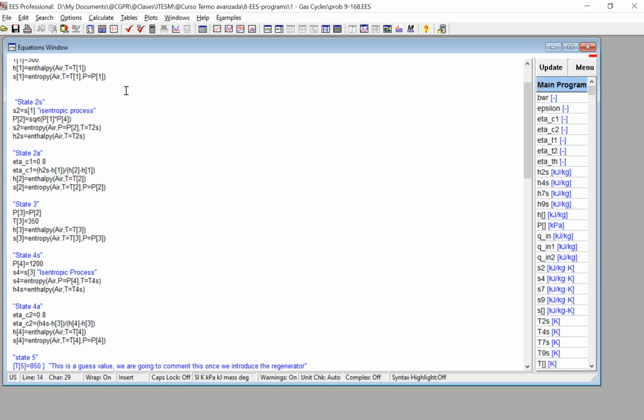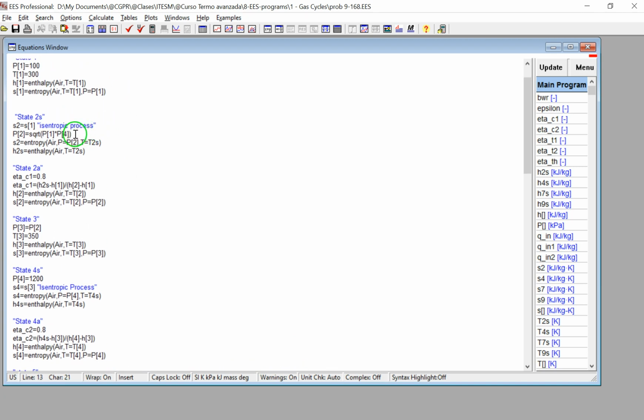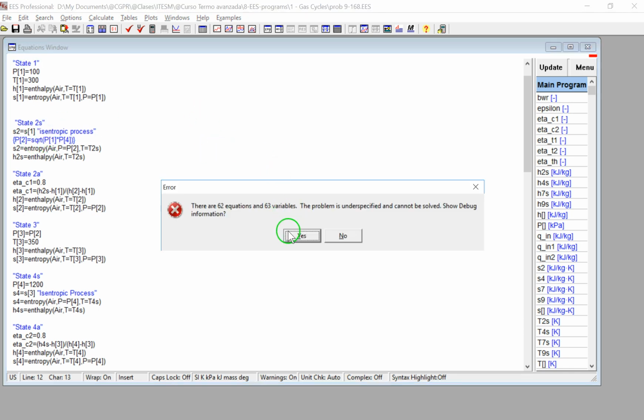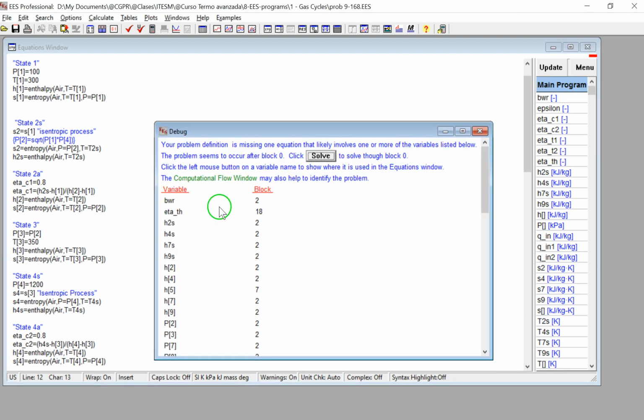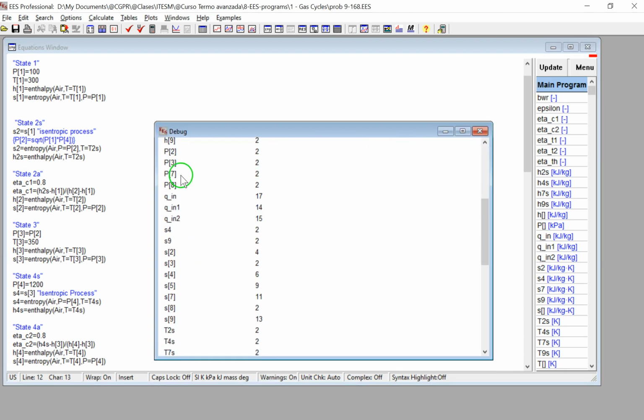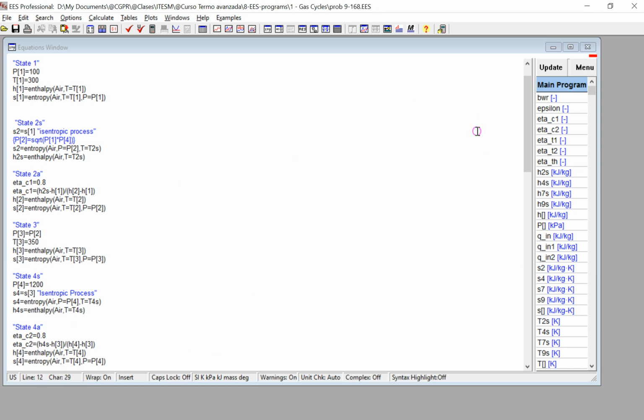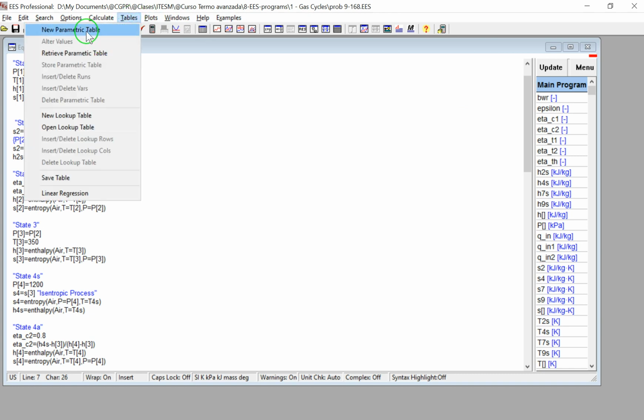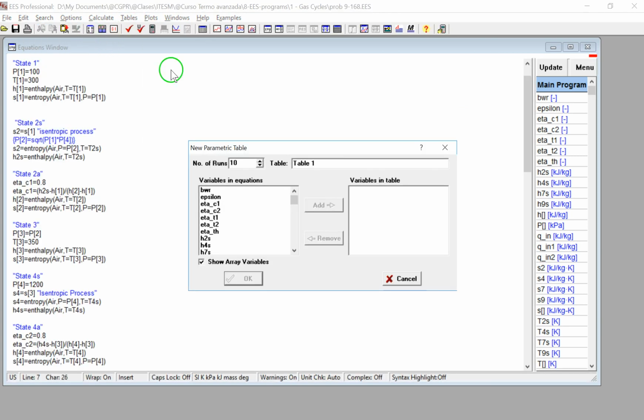Since the value that we're going to change is P2, we're going to make this a comment. By doing this, we don't have P2, right? If I press F2, it's undetermined, and one of the values, of course, is P2. The way we're going to solve this is to create a table. So in the table, we'll create a new parametric table.